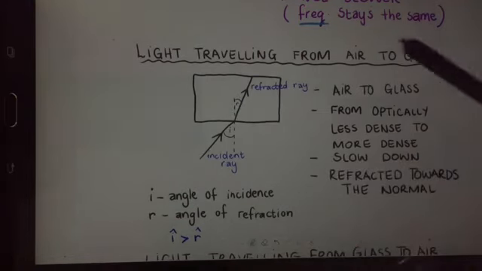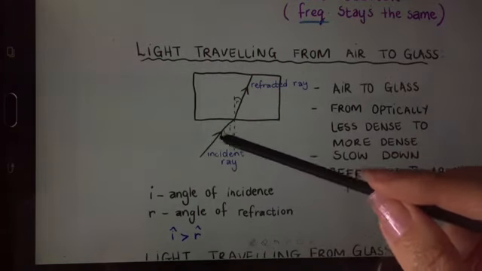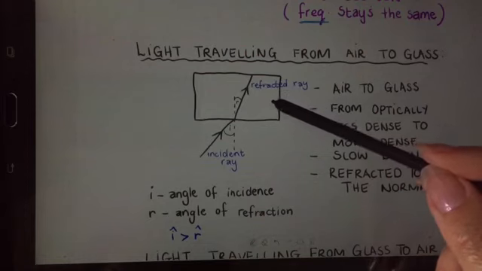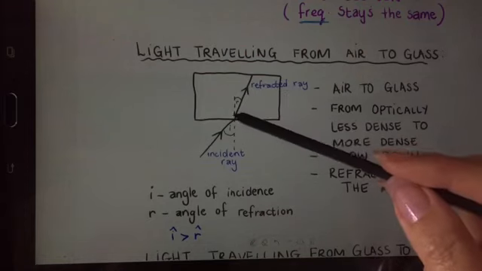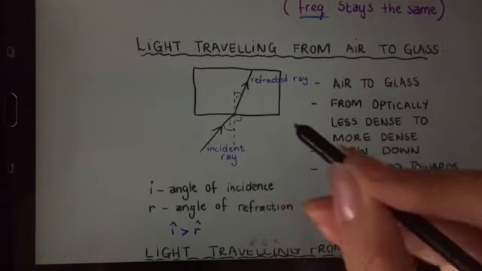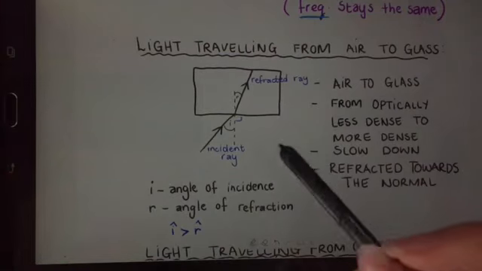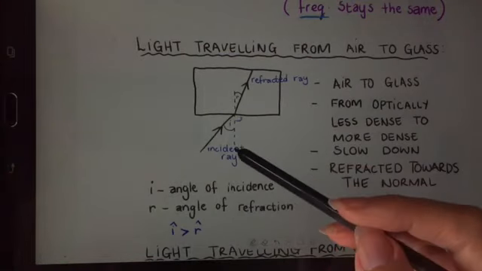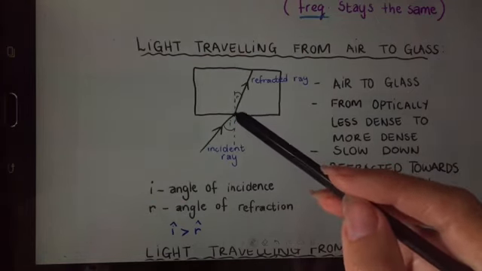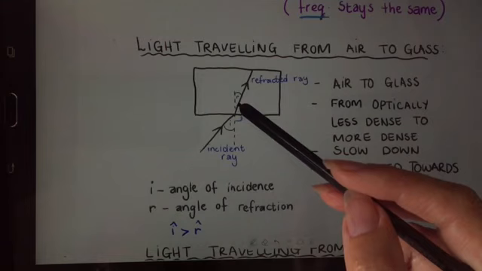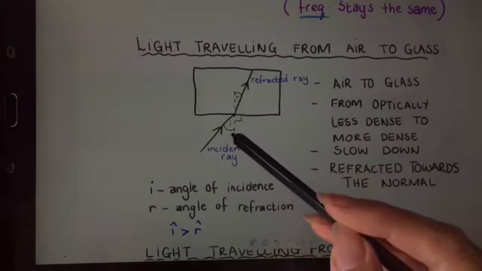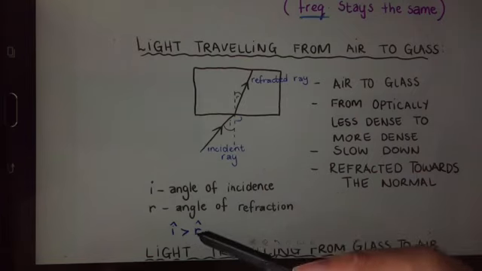So terminology, once again, this is going to be called the incident ray, and this is going to be the refracted ray, because this is refraction that takes place over here. The normal is drawn in again. That always makes an angle of 90 degrees to the surface, and the angle between the incident ray and the normal is the angle of incidence, and the angle between the normal and the refracted ray is the angle of refraction. And because it bends towards the normal, your angle of incidence is going to be greater than your angle of refraction.